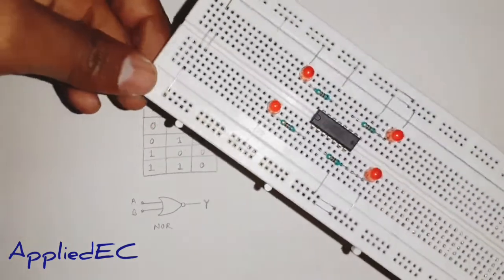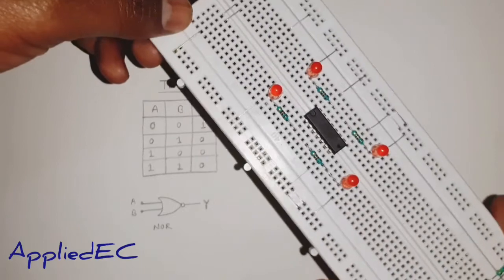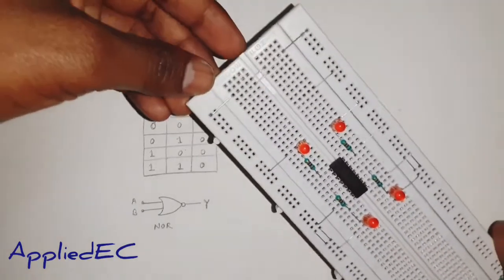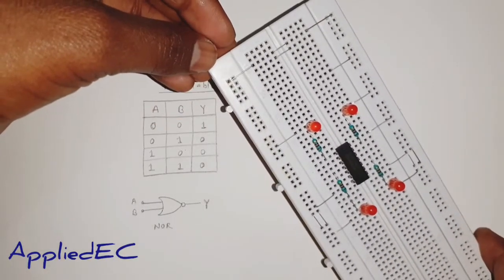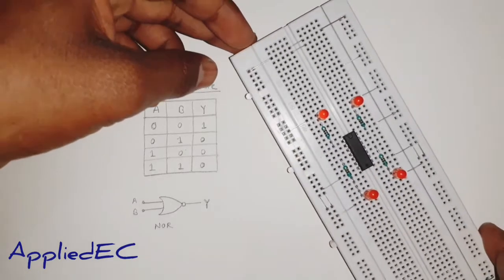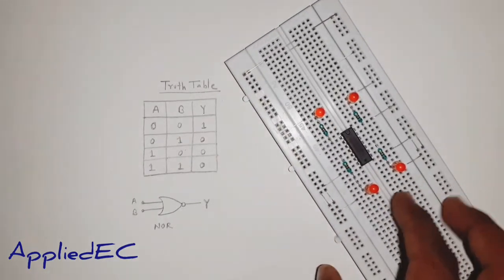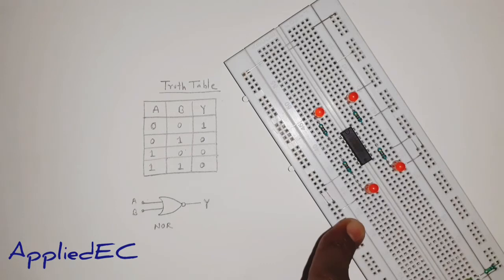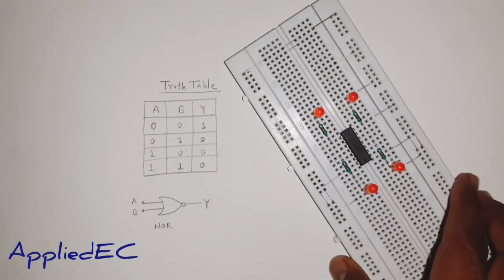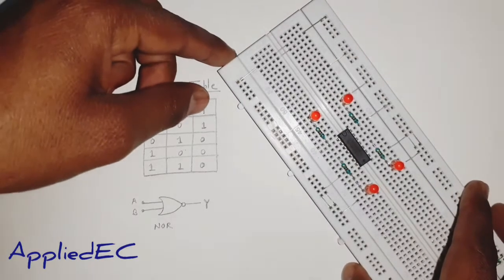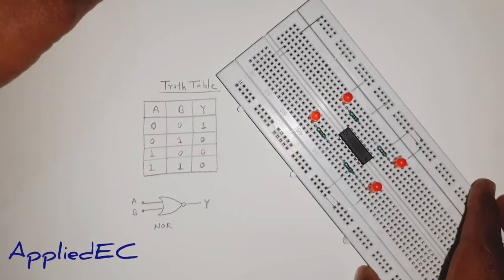So today we are going to discuss the NOR gate. So NOR gate is a basic operation in Boolean algebra. So how do we achieve the NOR gate with transistor, which I have already explained in the earlier videos. Now we are going to achieve the NOR gate with IC.